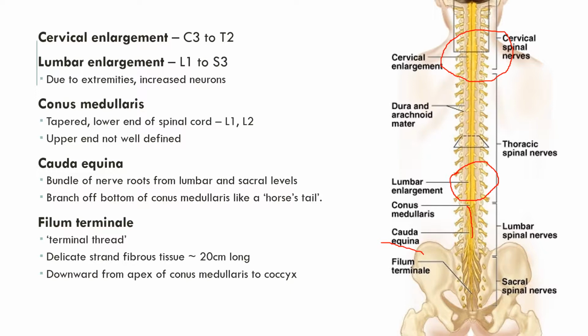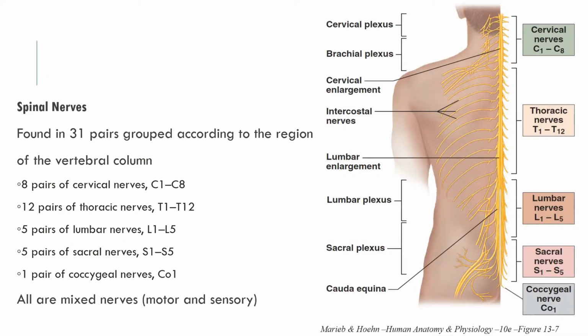We then have 5 groups of spinal nerves that are found in 31 pairs. So we have 8 pairs of cervical nerves from C1 to C8, 12 pairs of thoracic nerves, 5 pairs of lumbar nerves from L1 to L5, 5 pairs of sacral nerves, and 1 pair of coccygeal nerves. All of them are mixed nerves, so they're both motor and sensory.